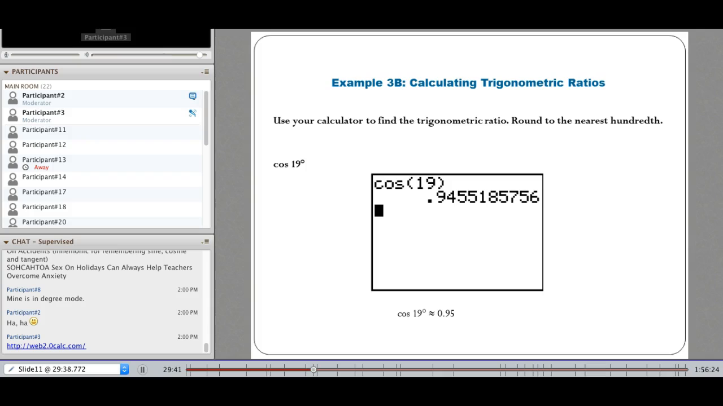Okay, and let's say you want cosine 19. Again, you're just going to press the cosine button, the cos, and then put in 19. Make sure your calculator is in degree mode and not radian mode. And we can approximate this decimal to 0.95.